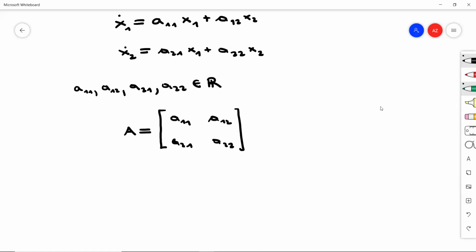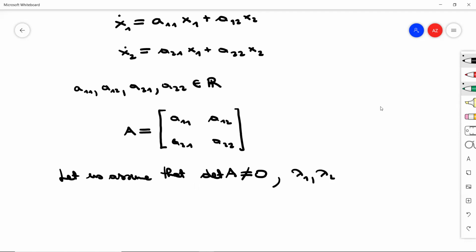And let's assume that the determinant is non-zero. Otherwise, we don't have two solutions; otherwise we have only one solution. So let's assume that the determinant of A is non-zero. And lambda 1 and lambda 2 are eigenvalues of A.